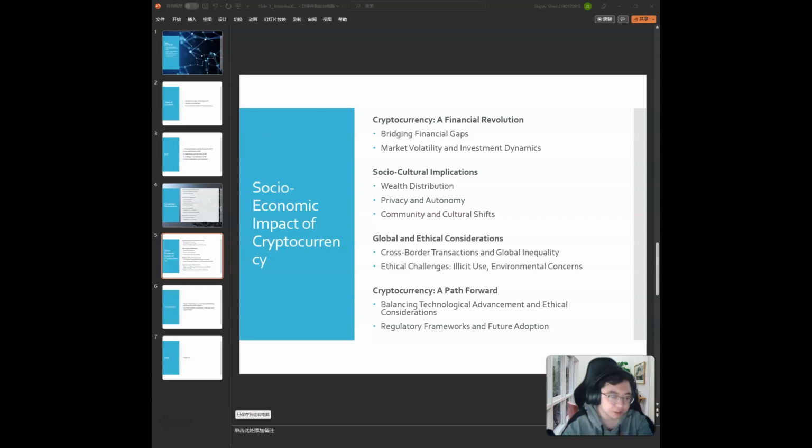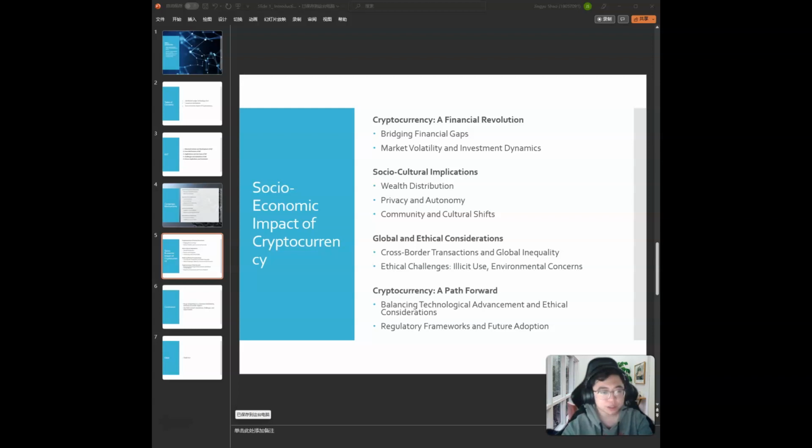Impact on traditional finance. The essence of decentralized finance, which is DeFi, disrupts traditional banking and financial services, providing alternative solutions for lending, borrowing, and trading through decentralized platforms, thereby challenging the conventional financial structure and intermediaries. For the socio-cultural impact, unveiling the new social tapestry.